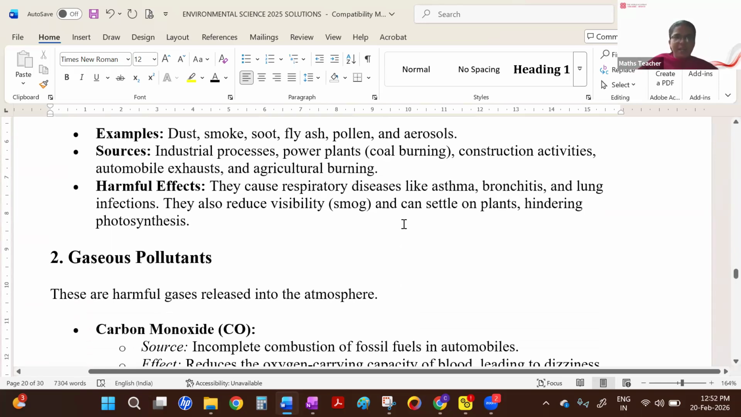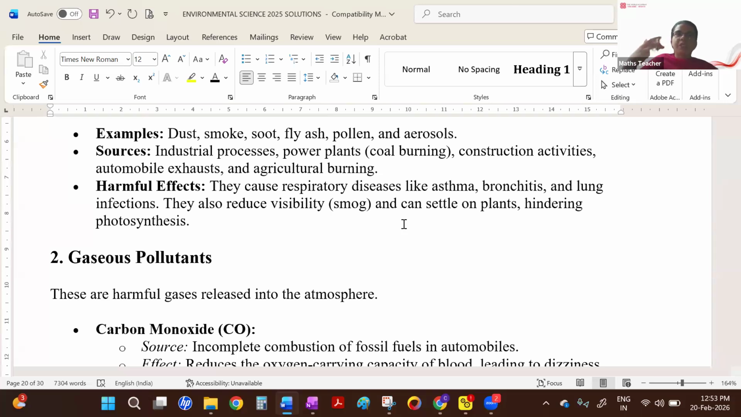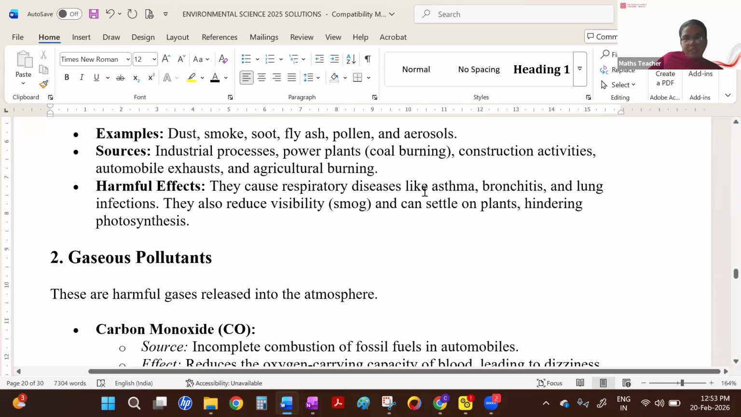Particularly in India, in Delhi, during winter months, this fog will combine with the smoke and it will form smog, right? So it forms a thick cover and it will completely reduce the visibility. Therefore, the region is prone to accidents, right? Because of this reduced visibility, and it can also settle on plants, hindering photosynthesis.